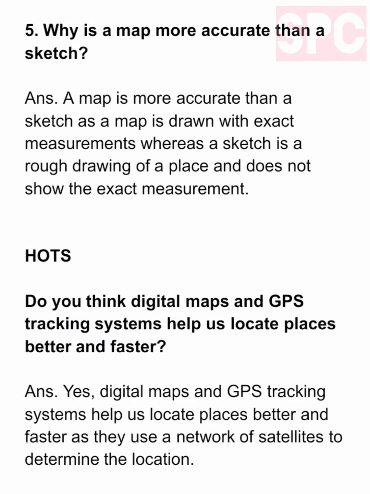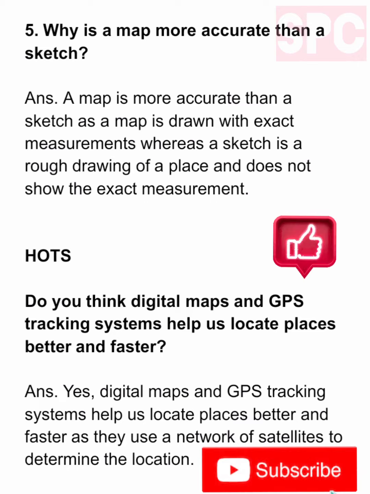Next is HOTS. Do you think digital maps and GPS tracking systems help us locate places better and faster? Answer. Yes. Digital maps and GPS tracking systems help us locate places better and faster as they use a network of satellites to determine the location. So students, in this way the explanation, the book exercises and the question and answer of this chapter is done.